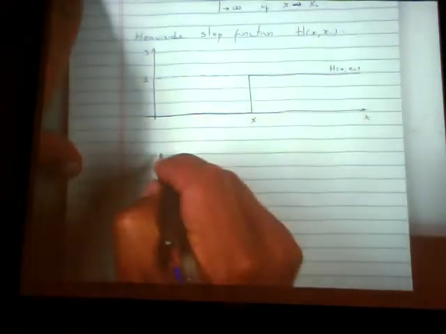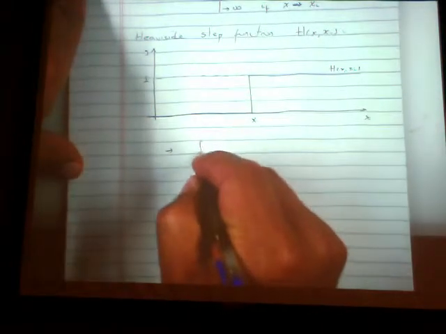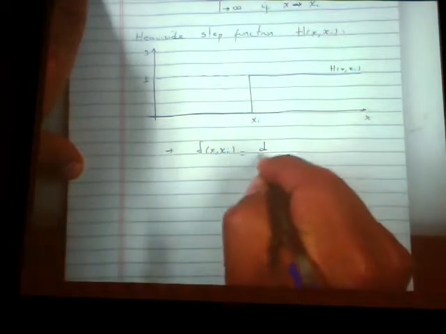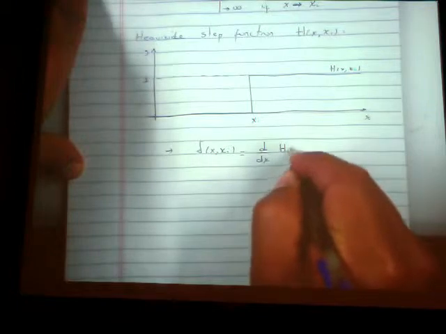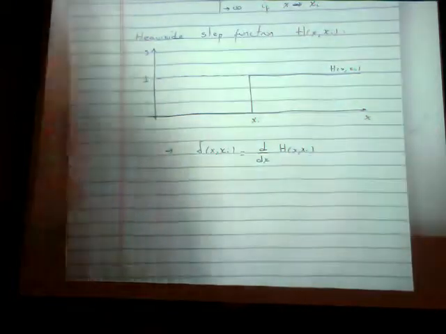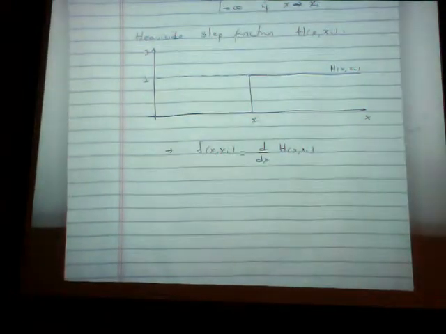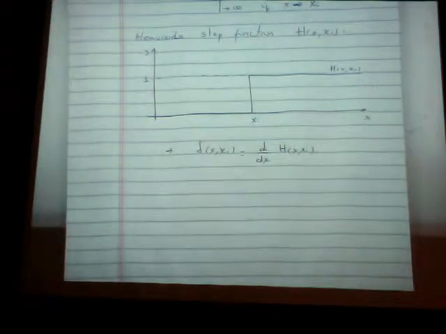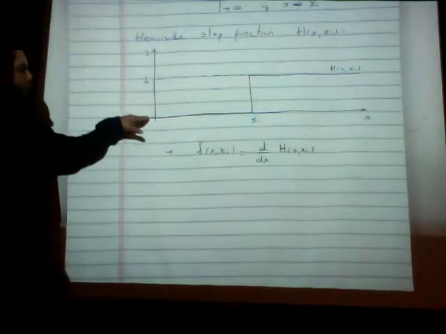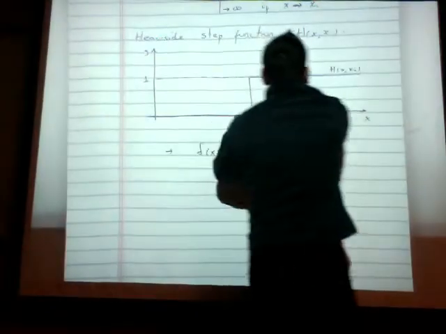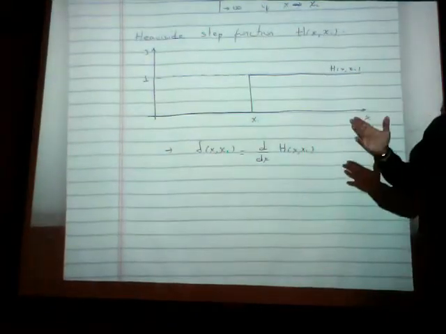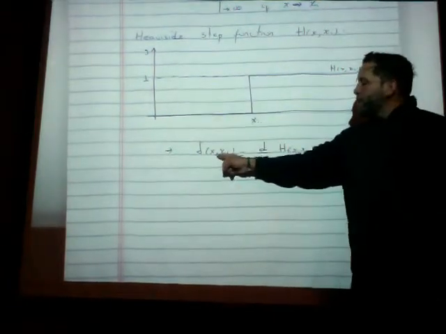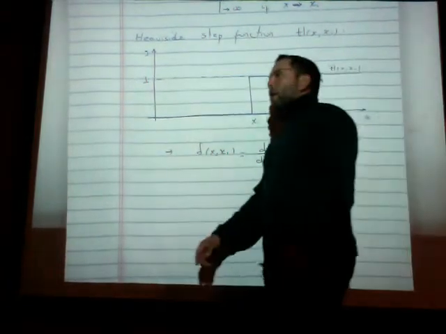It turns out that the Dirac delta function of x comma xi is equal to the derivative with respect to x of the Heaviside function of x comma xi. It's a discontinuous function. This one is not a singular function, it's a discontinuous function. And as you can see, the derivative of the function is 0 everywhere because it's perfectly horizontal. The slope is 0, except at this location where the slope is infinity. So the Dirac delta function is exactly the derivative of the Heaviside function.